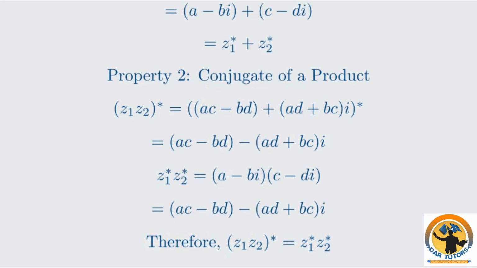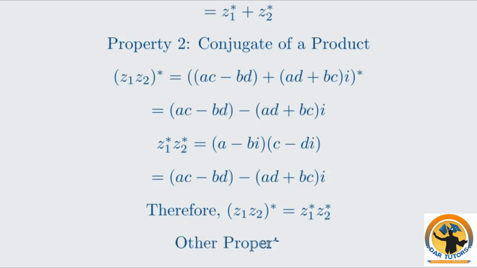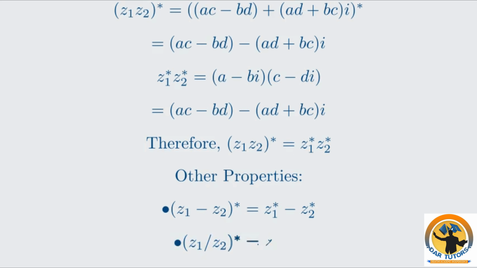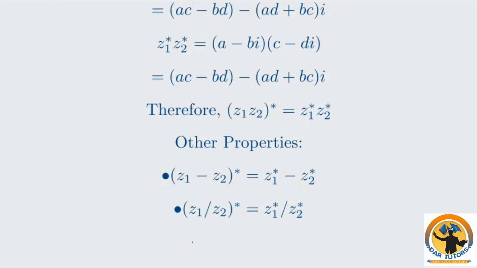These two properties, along with the fact that the conjugate of a conjugate is the original number, allow us to derive other properties. For example, the conjugate of a difference is the difference of the conjugates, and the conjugate of a quotient is the quotient of the conjugates. Also, the conjugate of a power is the power of the conjugate. These rules are very useful for simplifying complex expressions.